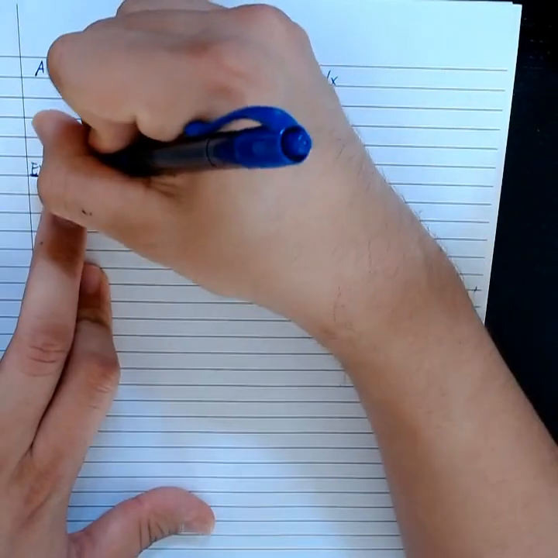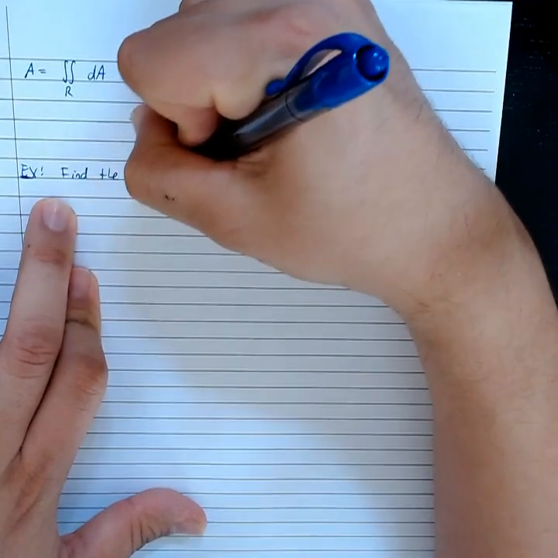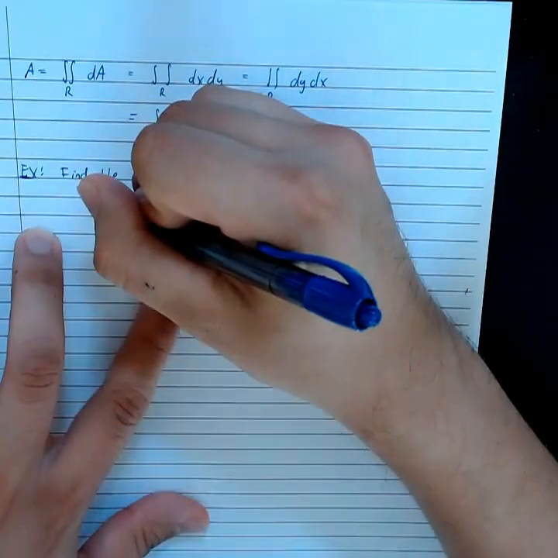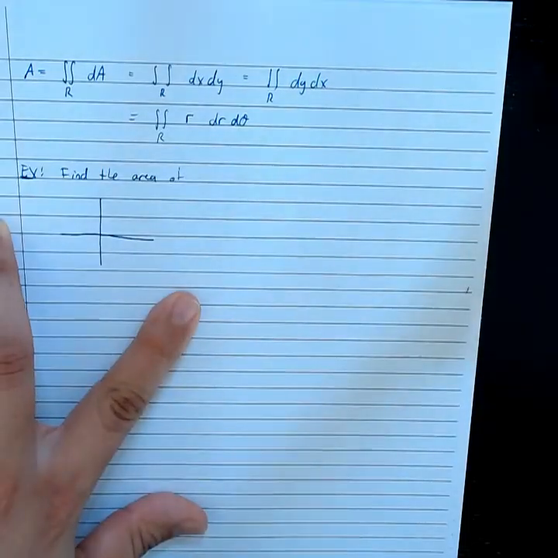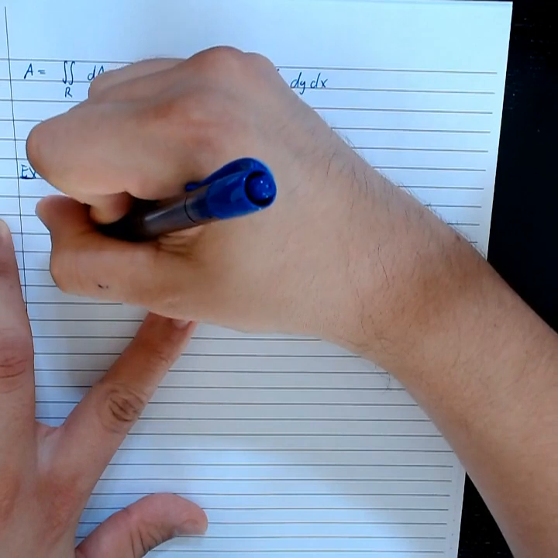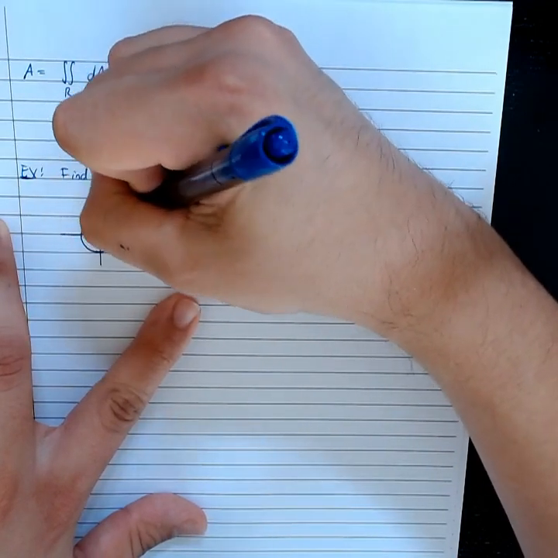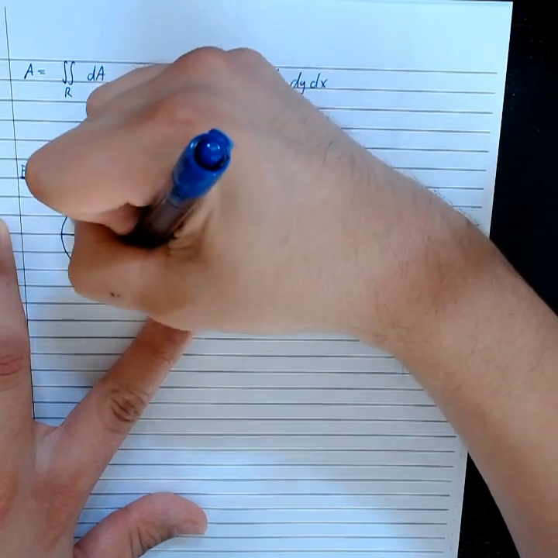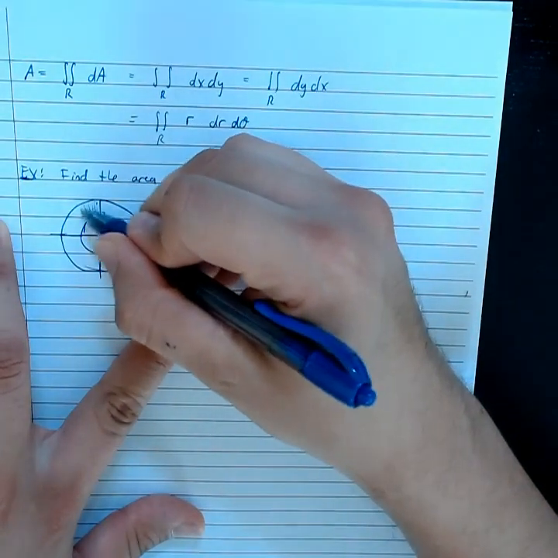Let's go ahead and find the area of the region. And here they give it to us as an illustration. They draw it for us. They've drawn for us an annulus. It's got an inner radius of 2 and it's got an outer radius of 4. Okay, and we want to find the area in here.